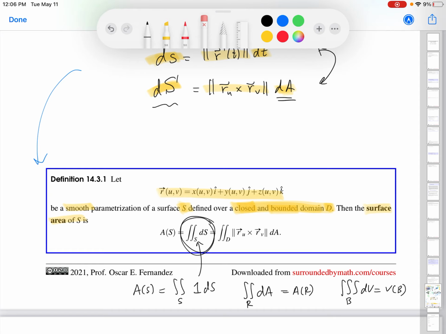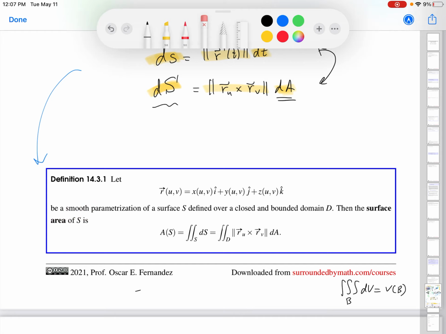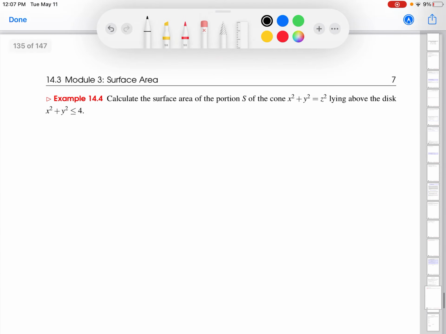Great. So with all of those different ways to understand what we've done and this definition out of the way, let's go ahead and work through an example so we can see some of these concepts in practice. So here's the example. It says calculate the surface area of the portion S of the cone x squared plus y squared equals z squared lying above the disk, this.